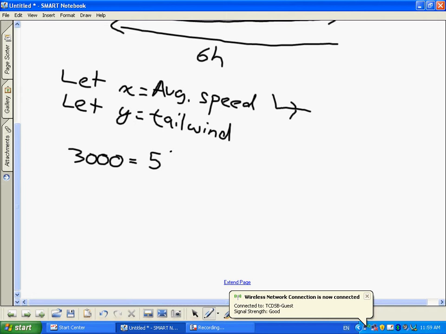We knew that it took them 5 hours on the way there. We know that his average speed plus the tailwind, because the tailwind helped, so that's going to be his total speed. We know x plus y is the total speed on the way there, and we know that total speed times the 5 hours equals 3,000. So we can even make a little aside saying that we know that x plus y is total speed. We'll put s, speed from Calgary to Montreal.